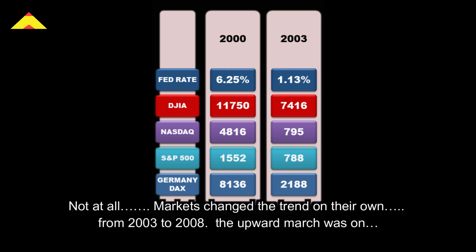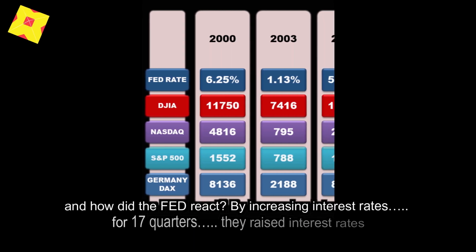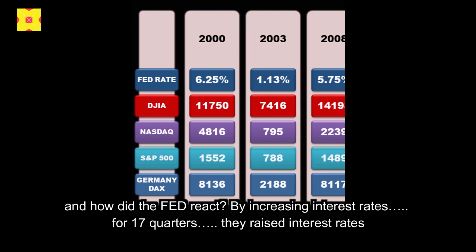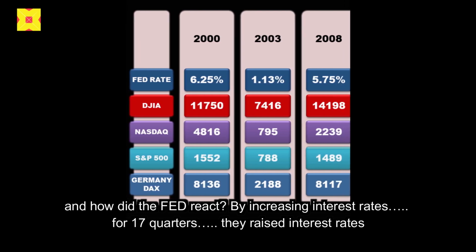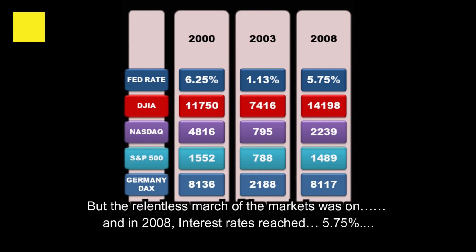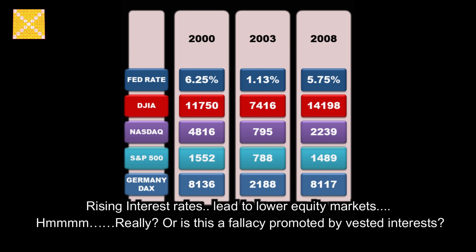From 2003 to 2008, the upward march was on. And how did the Fed react? By increasing interest rates. For 17 quarters, they raised interest rates. But the relentless march of the markets was on. And in 2008, interest rates reached 5.75%. Rising interest rates lead to lower equity markets.